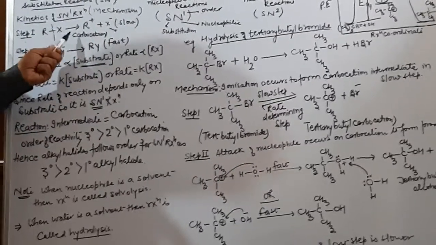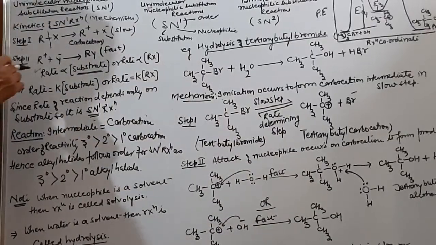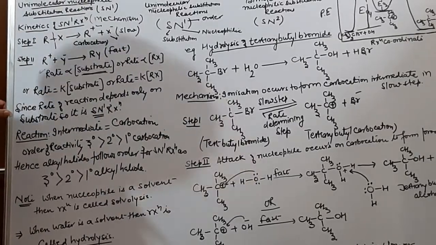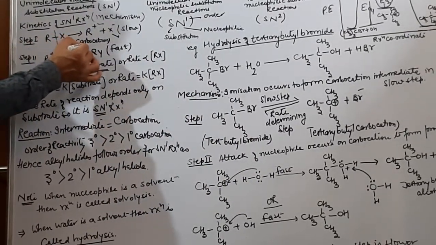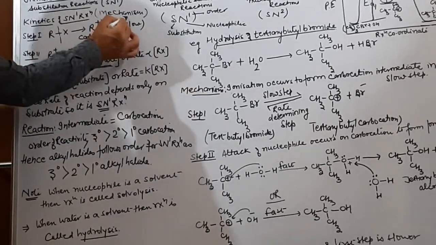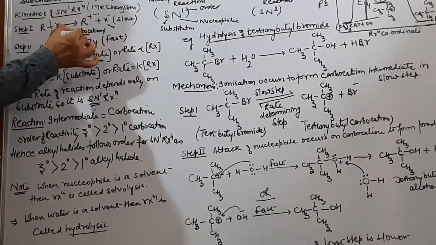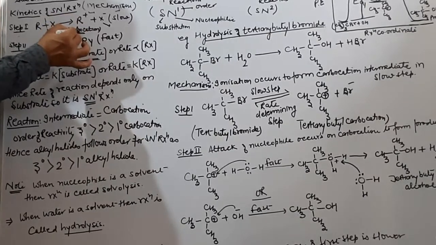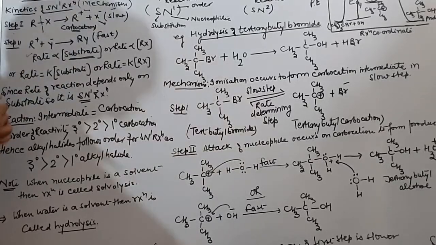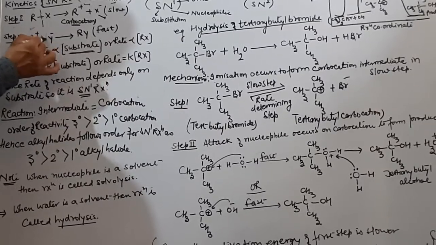Slow step of the reaction is always the rate determining step of the reaction. So in the rate determining step, an intermediate is formed, that will be a carbocation. So what happens in the first step? This is the formation of a carbocation by the cleavage of the R-X bond. And this is a slow step, so this is also the rate determining step of the reaction. Since in the slowest step the intermediate formed is a carbocation, we will say the reaction intermediate will be a carbocation.